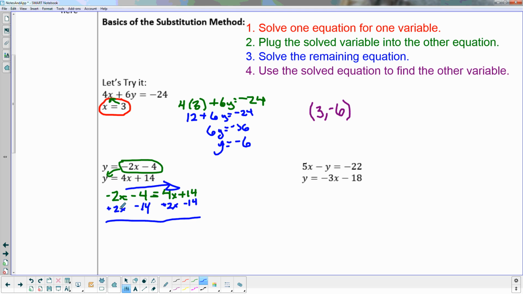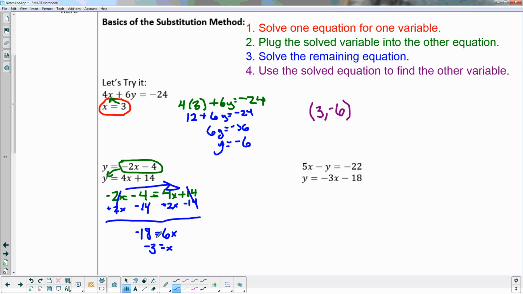So I know that my 2x's are going to cancel. I'm going to get negative 4 minus 14, which is negative 18. And 4x plus 2x will give me 6x. And then the 14s also cancel. You could have done that in 2 steps just as easily. I just tried to make life a little bit quicker. And when we divide by 6, we get x equals negative 3. Okay. So I've solved that remaining equation, and I have one of my answers.